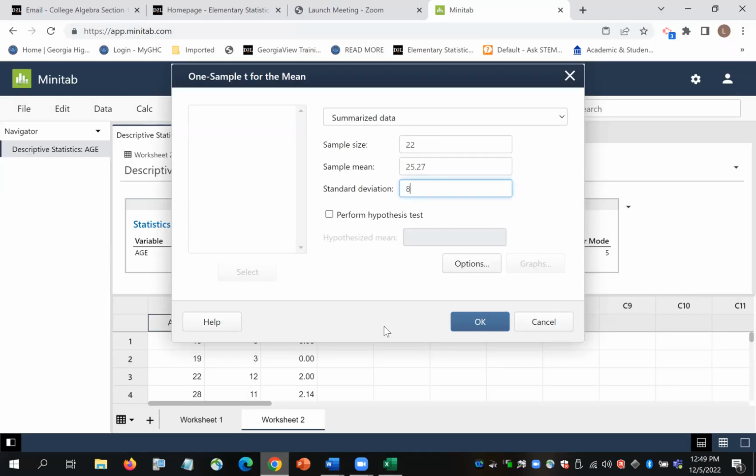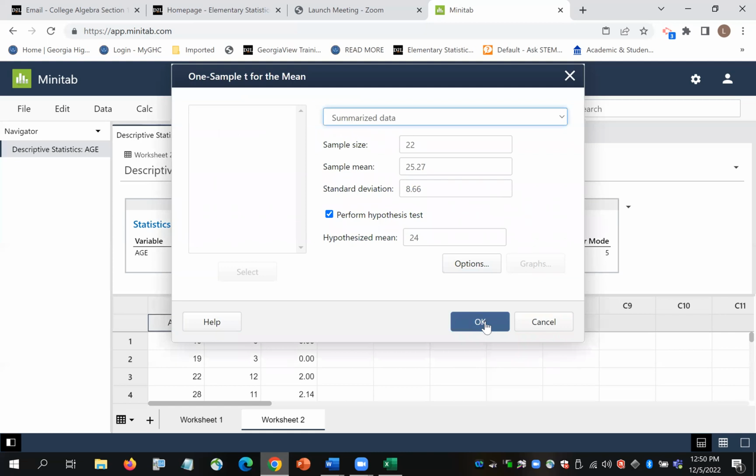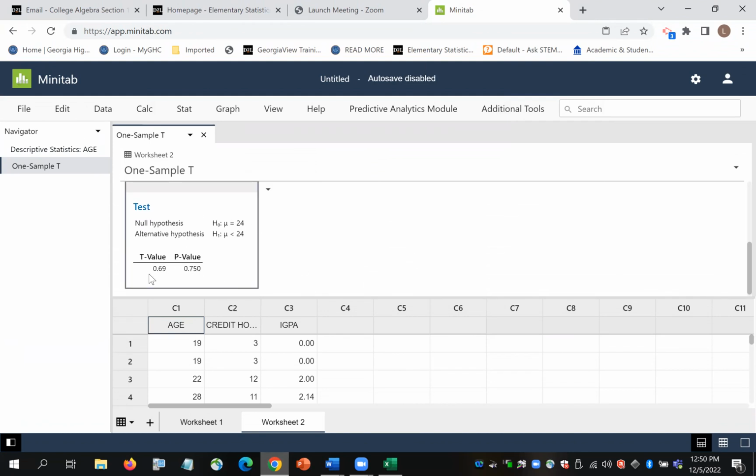My standard deviation was 8.66. We're conducting a hypothesis test. My hypothesized mean was 24. We're doing a 95% confidence, and my alternative was less than. We click OK 2 times, and Minitab calculates the t value and the p value that we need.